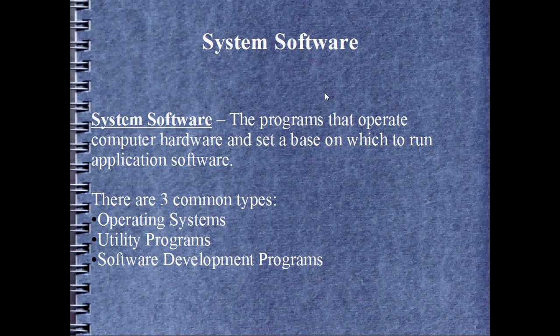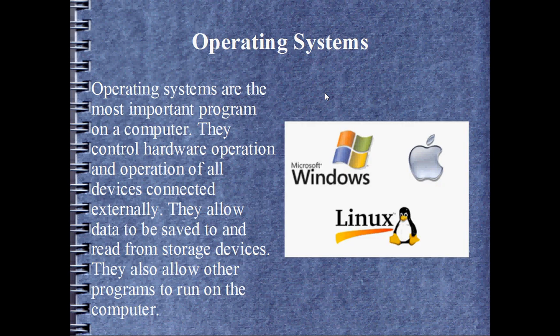System software is the programs that operate hardware and allow other software to run. Three common types are operating systems, utility programs, and software development programs. Operating systems are the most important software. They control everything. They control all the devices that are connected to the computer, all the hardware inside the computer, data, storage, all that.